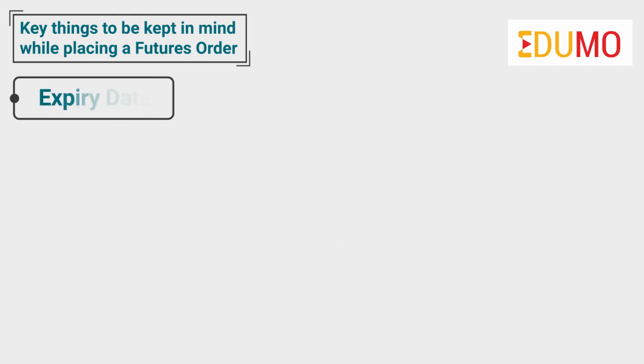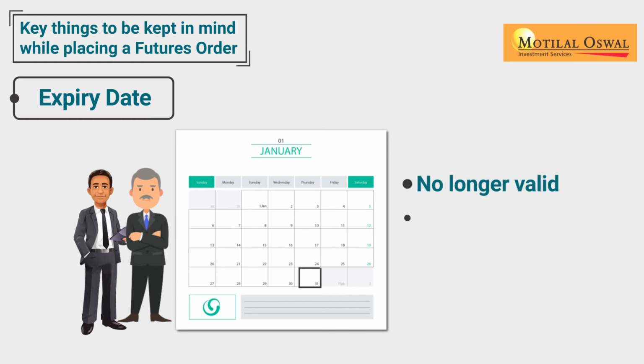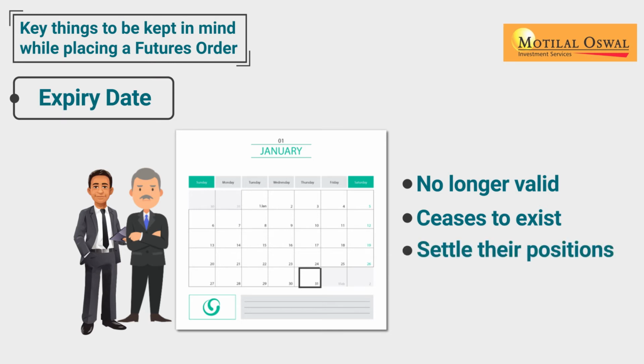Next is the expiry date. It is the last date on which the futures contract trades on the exchange. At the end of the expiry date, the futures contract is no longer valid and it ceases to exist. All traders are compulsorily required to settle their positions on the expiry date. Generally, in India, equity derivative contracts expire on the last Thursday of every month.